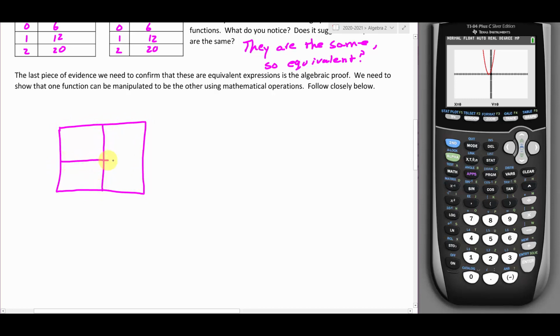Some of you might have been wondering why I didn't just do this from the beginning, and that's fine. The reason I didn't do this from the beginning is because I want you to see the power of the table and the graph. And the second reason is because I'm not going to factor here.